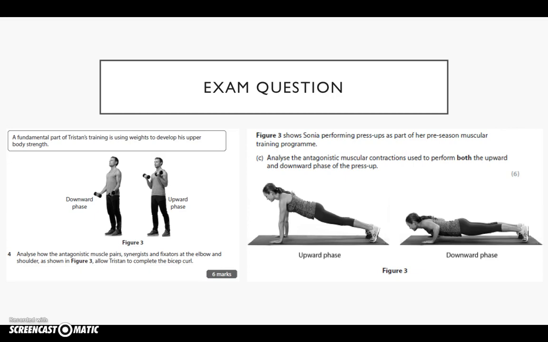Now, after today's lesson, you will know the muscles, the agonist and the antagonist, fixator and synergists. The next lesson, we're going to be talking about the types of muscle contraction that are taking place, which means you'll be able to answer this question. Similarly, the same to the question on the right hand side as well.